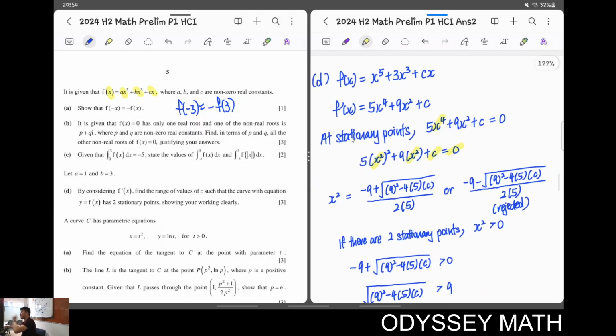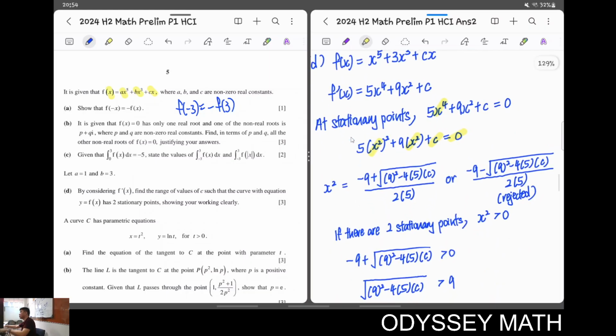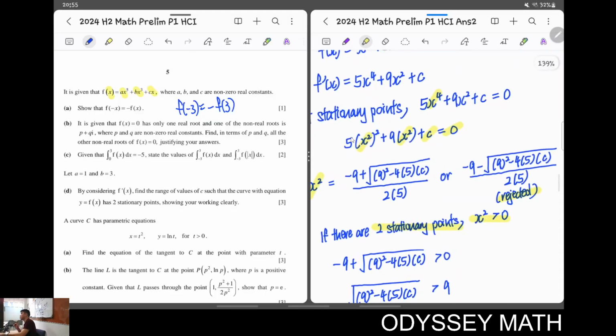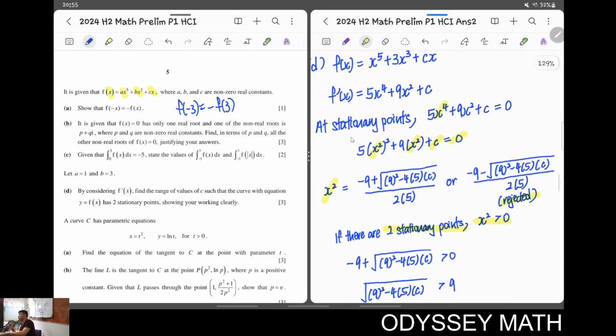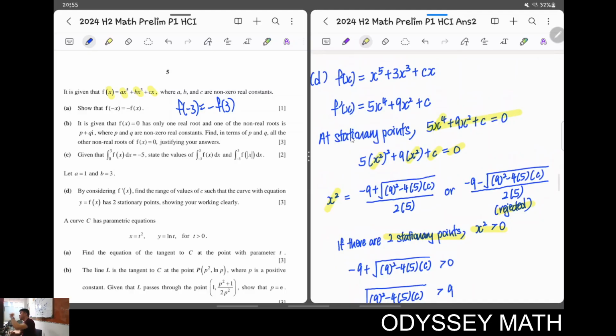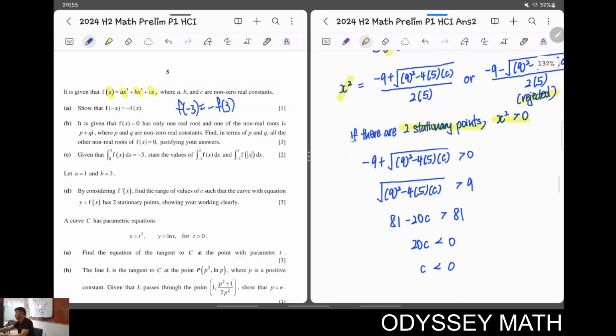Then now you treat the x squared as that variable. So use the quadratic formula. So x squared equals minus b plus or minus square root of b squared minus 4ac over 2a. We reject this because your x squared must be non-negative. So if you want two stationary points, you need to make sure x squared is positive. It cannot be equal to 0, understand? Because you need to find 2 x values. After solving this equation, that x value is the point on the stationary points. So you need 2 x values to have two stationary points, which is what the question wants you to do. And then you just solve it. You get c to be less than 0. Any question? Again, it's just algebra.